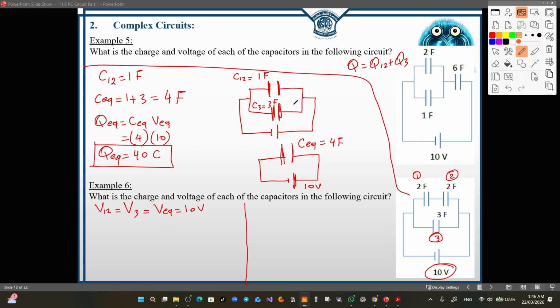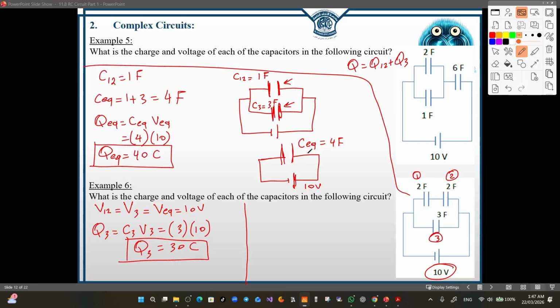Now, we know the potential difference across this one and that one, so we can now calculate the charge in each one of them. So Q3 equals C3 times V3. C3 is given as 3, V3 is given as 10, and the charge is 30 coulombs.